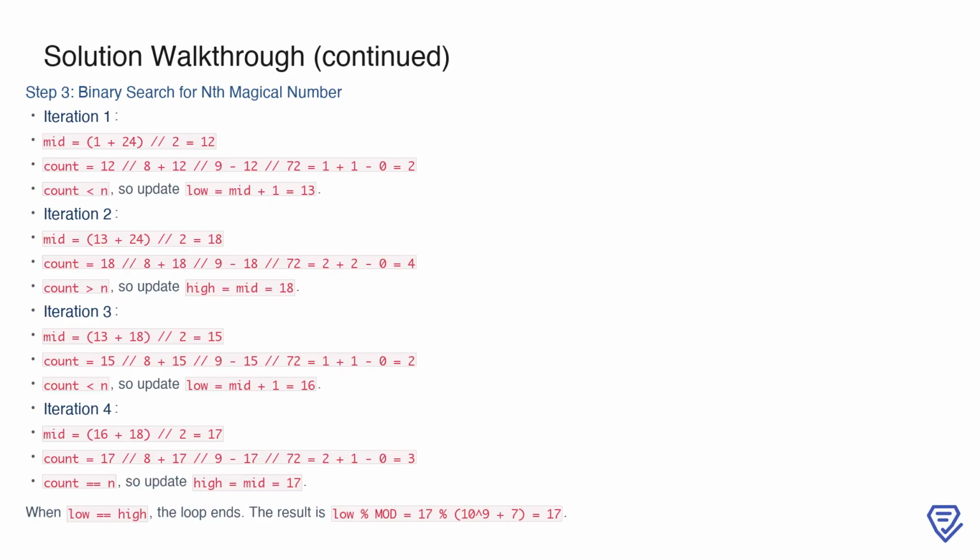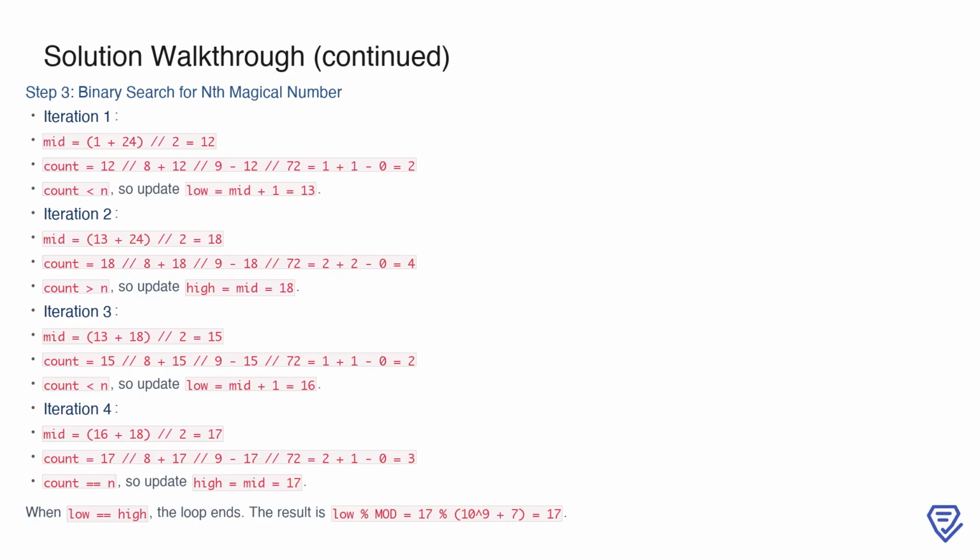In the third iteration, the midpoint is (13 plus 18) divided by 2, resulting in 15. Counting up to 15, we find 15 divided by 8, plus 15 divided by 9, minus 15 divided by 72, which equals 1 plus 1 minus 0, totaling 2. Since the count is less than n, we set the low bound to 16.